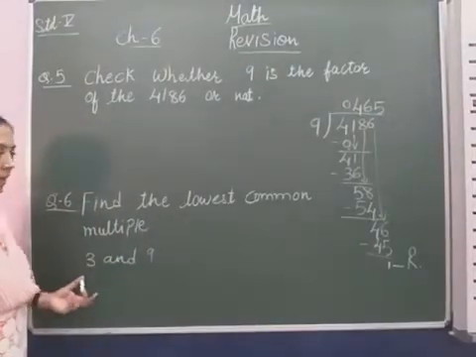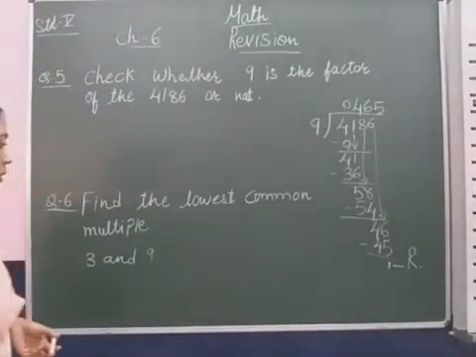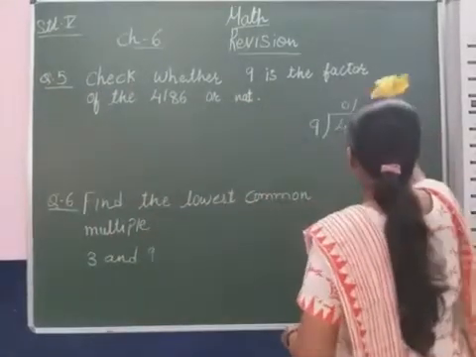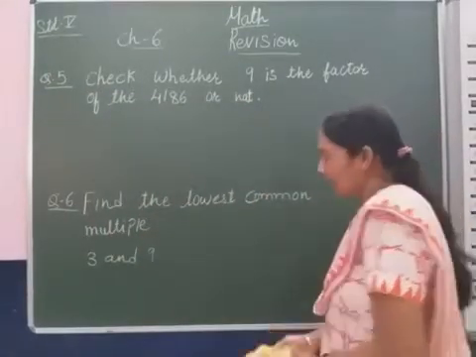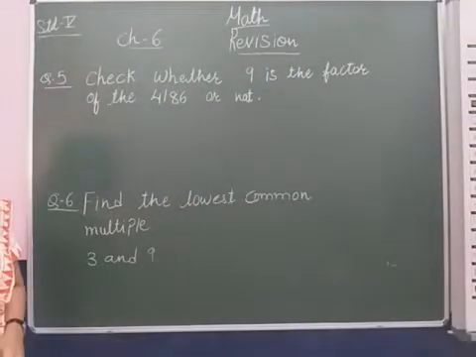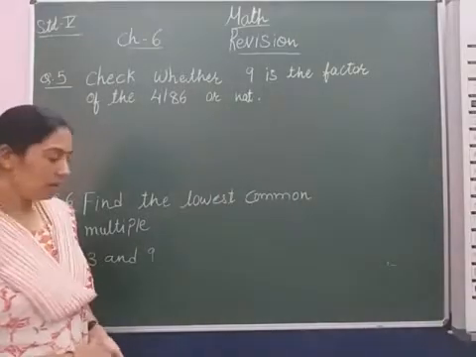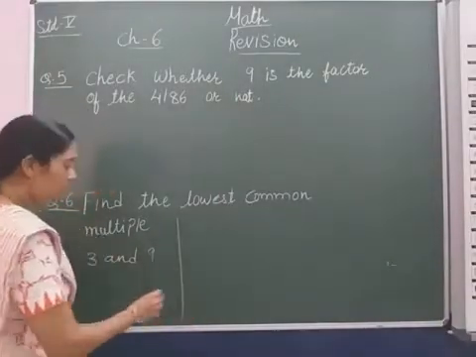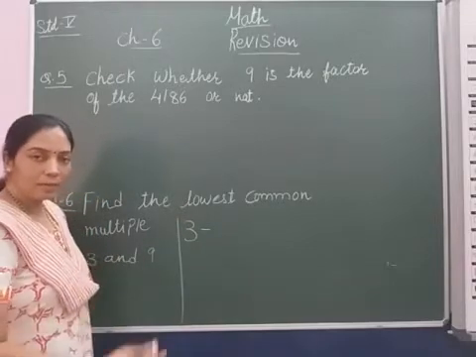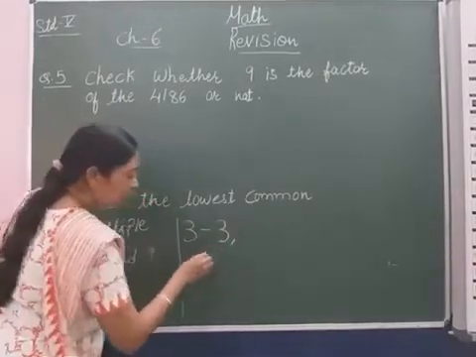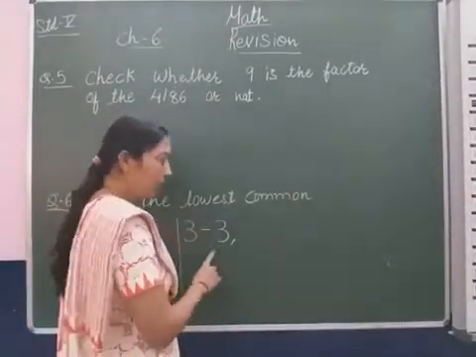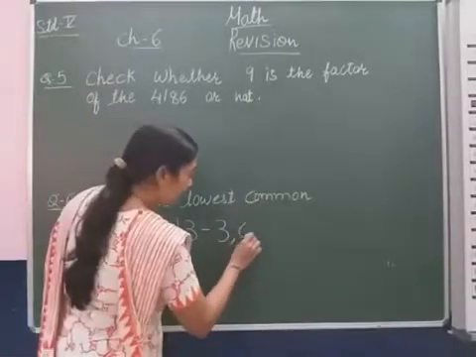Okay. Now see the next question. Find the lowest common multiple. Here it is asked to find the lowest common multiple. We write the multiples of 3. We start from the number itself, 3. Then go through the table of 3. 3 2s are 6.